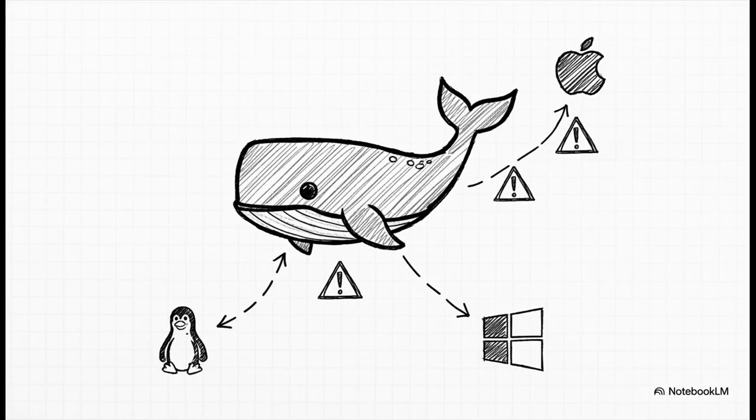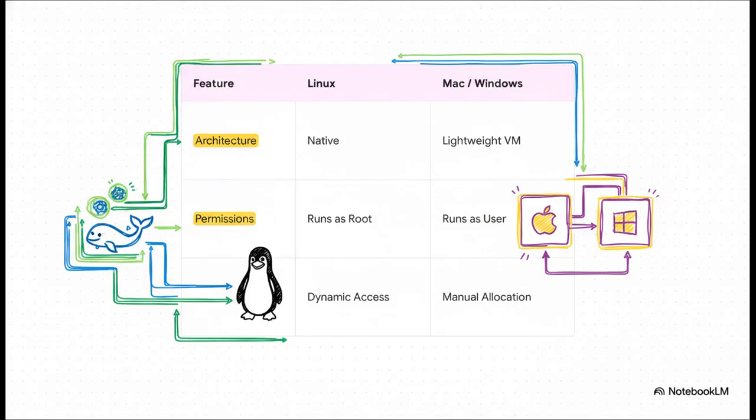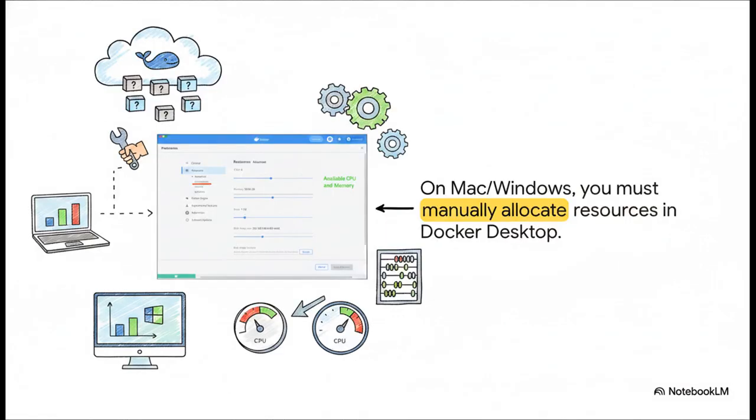Now, this brings us to a really common headache. Docker acts differently depending on your OS. See, on Linux, Docker is a native citizen, but on Mac and Windows, it runs in a small VM. What does that mean for you? On Mac and Windows, you have to manually set your resource limits.